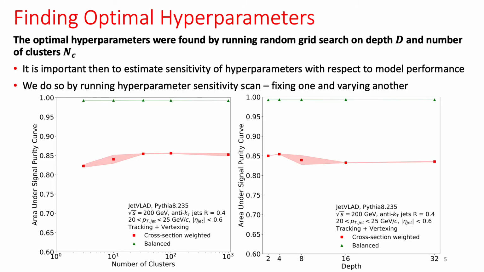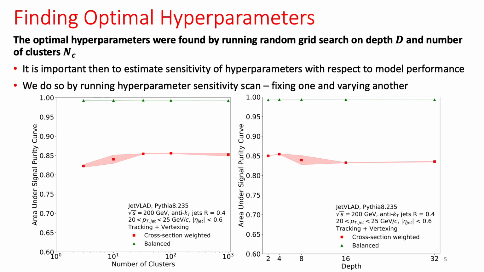We optimize model hyperparameters, depth d and the number of NetVLAD clusters NC, by means of random grid search. The optimal hyperparameters are validated by scans, which fix one variable and vary another. For every configuration we train 3 models to obtain statistical uncertainties that arise due to the random nature of neural network initialization.